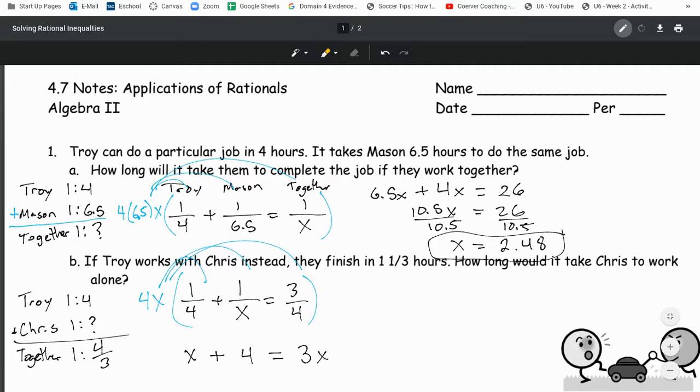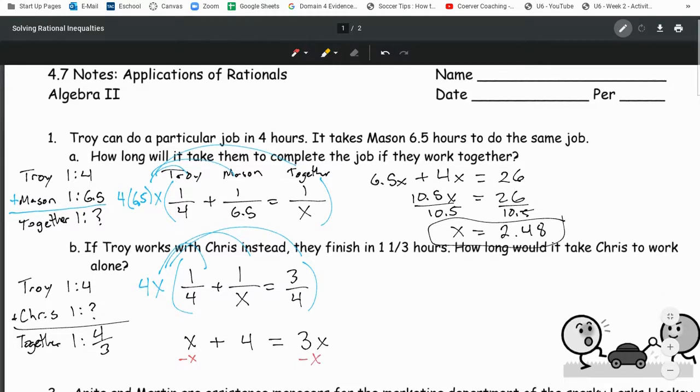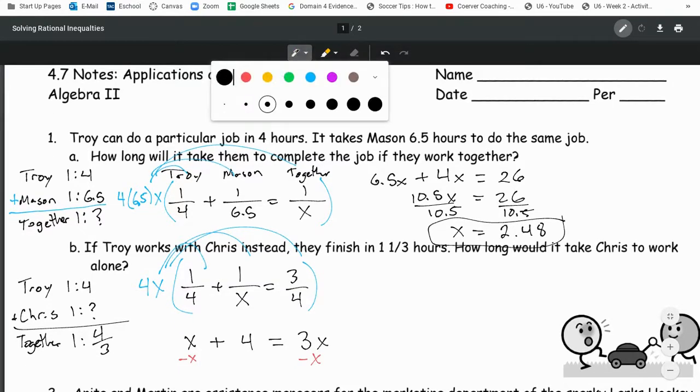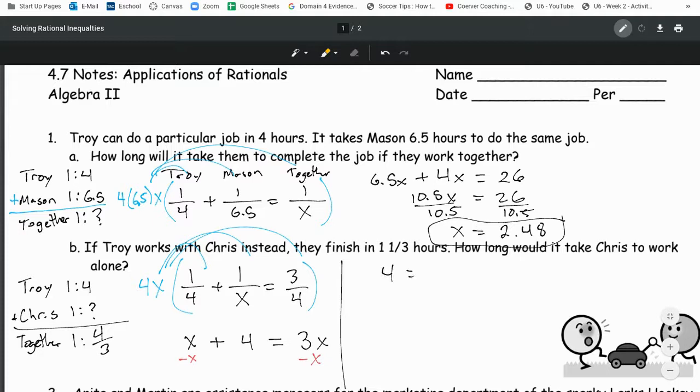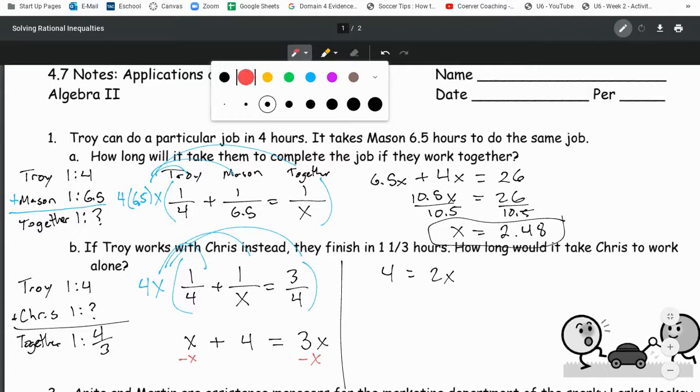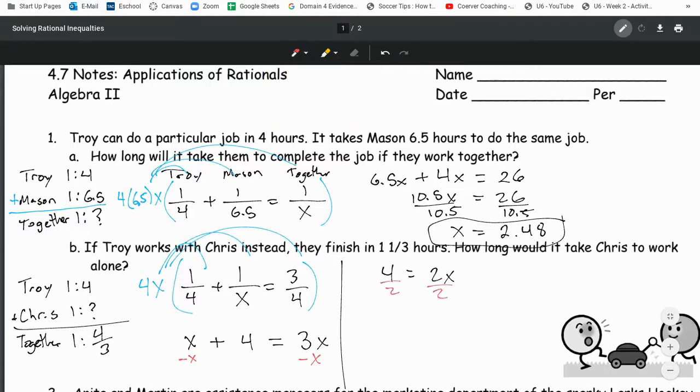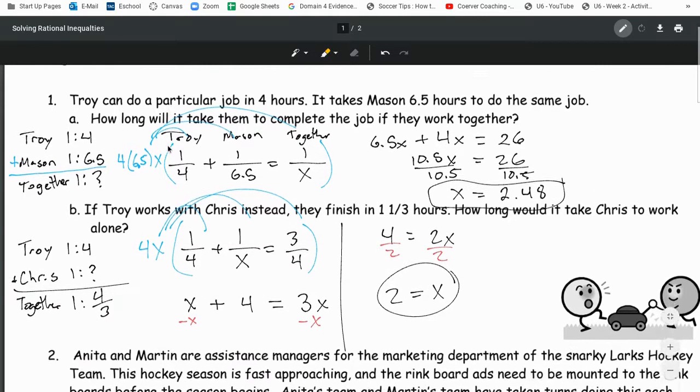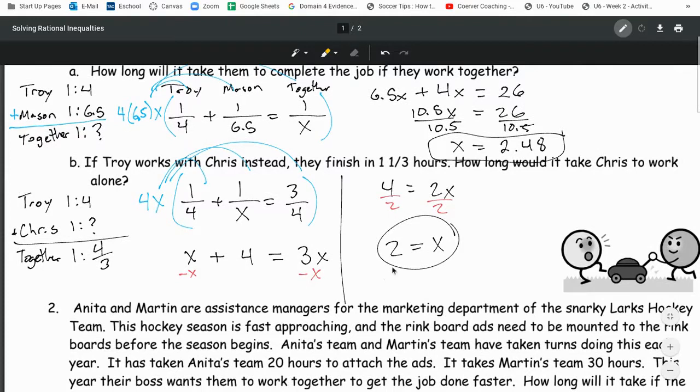And then I start to solve this equation. Subtract x to both sides. That gives me 4 is equal to 2x. Then I divide 2 to both sides. And that gives me x is equal to 2. So it would take Chris 2 hours to complete that one job.